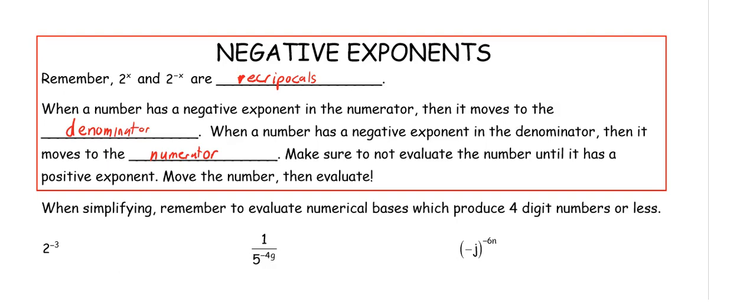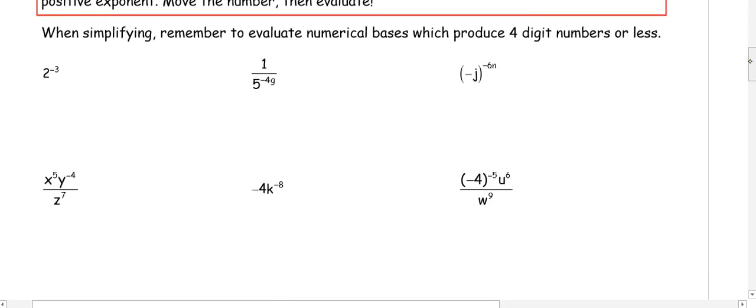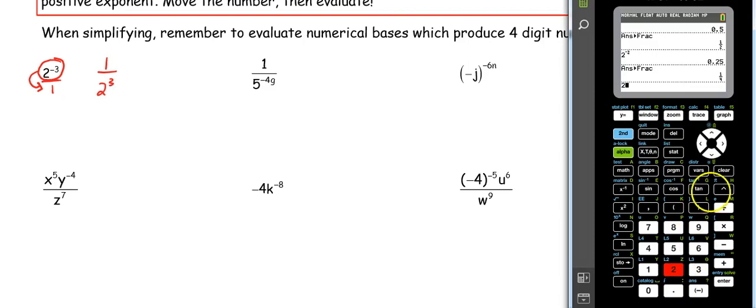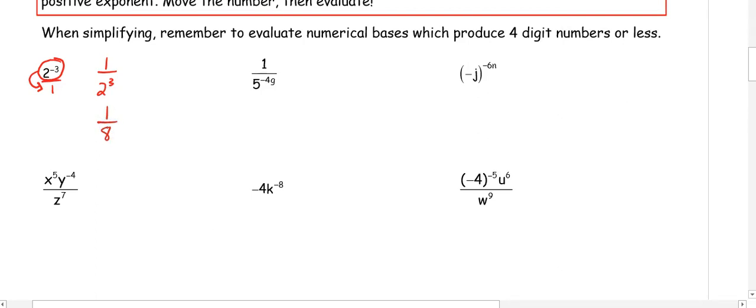So we need to make sure not to evaluate the number until it has a positive exponent, and we only want to move things that have the negative exponent with them. So when simplifying, we also want to remember to evaluate numerical bases that produce 4 digits or less. We'll look at that as we continue with some examples. In this one we have 2 to the negative third power, which we can put over 1 to make a fraction. Because this is a negative exponent, we're going to move it to the denominator, so we have 1 over 2 to the third. Well, we can evaluate 2 to the third, which gets us 8, so this is now 1/8.